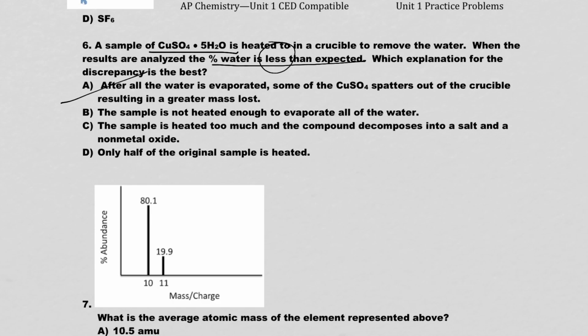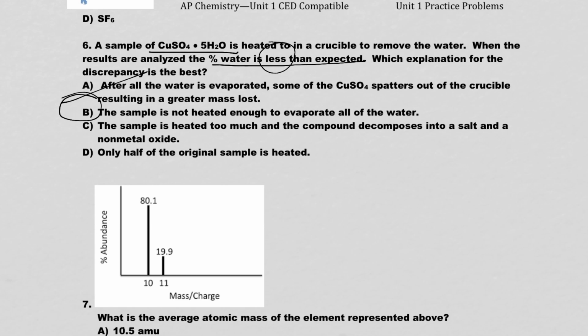Looking at B, the sample is not heated enough to evaporate all of the water. See, the goal here is to keep heating, cooling, and remassing until we achieve a constant mass. But if we get in a hurry and don't make sure that constant mass is achieved, meaning we haven't heated it long enough, we won't know that all the water's evaporated, and that would cause the discrepancy. So B is looking definitely like an answer, but let's consider C and D and double check.